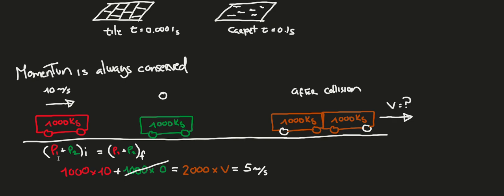Well, we know that the momentum at the beginning is the same as the momentum at the end. So we replace the numbers in the formula. We get that the speed is equal to 5 meters per second.